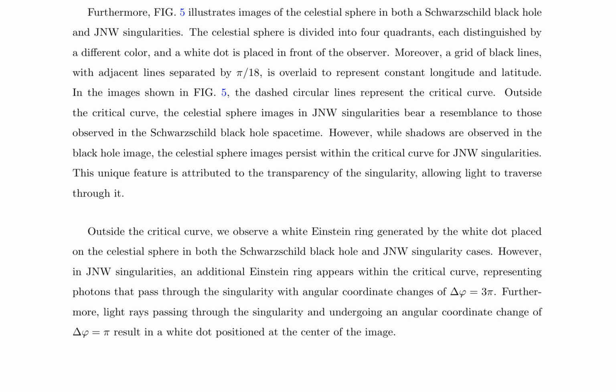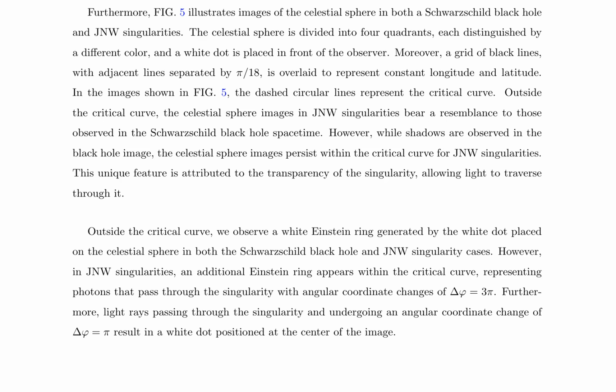latitude. The images bear a resemblance to those observed in the Schwarzschild black hole spacetime outside the critical curve, with shadows observed in the black hole image. However, within the critical curve, the celestial sphere images persist for JNW singularities due to the transparency of the singularity, allowing light to traverse through it.